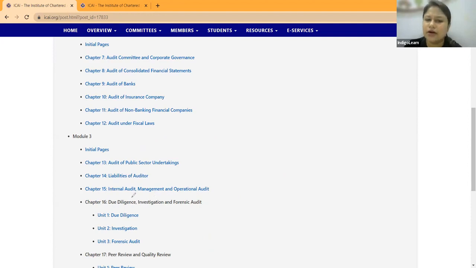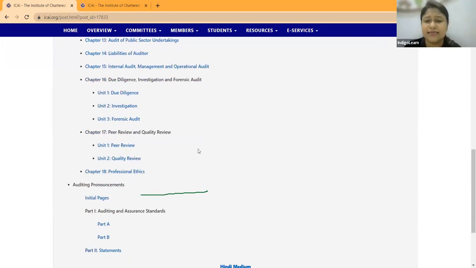Internal audit continues, but management operational audit has been removed. Then due diligence, investigation and forensic audit continue as they are, because these are all the latest things happening in today's world, so all of this knowledge we really require. Peer review and quality review are gone. It's one of my favorite topics, but yes, it has been removed now. And professional ethics continues as it is, because the very name of the subject still has the word professional ethics.